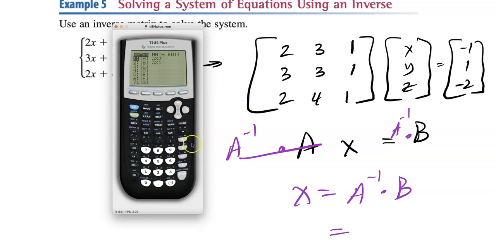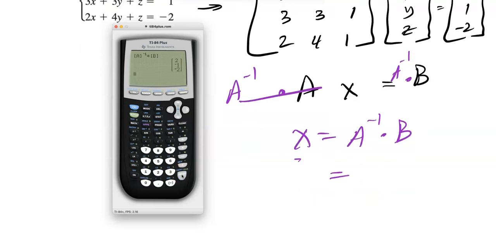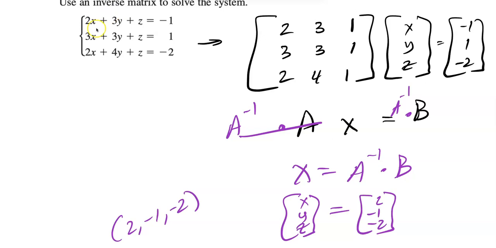So let's do it here. I'm going to do A, I'm going to do its inverse, then I'm going to times it by matrix B. And we get our matrix x, y, z is equal to 2, negative 1, negative 2. And that'll be our answer. So there you go. That's how you use matrices to solve this using the equation of matrices.